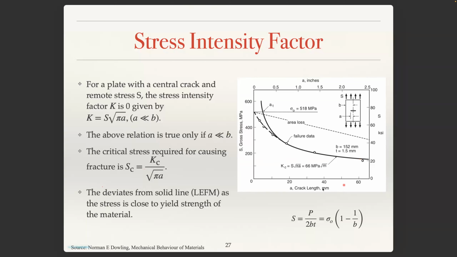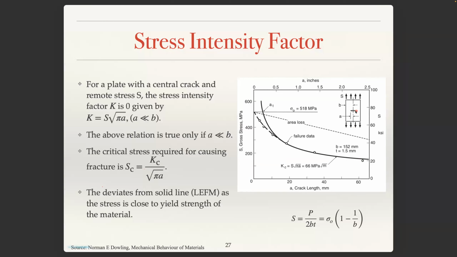And now if you look at this figure, we are actually computing on this, applying it for different crack lengths. Suppose let us say the crack length is 60, with b equal to 152, t equal to 1.5 mm. The out of plane thickness is 1.5 mm. b is 150 mm.